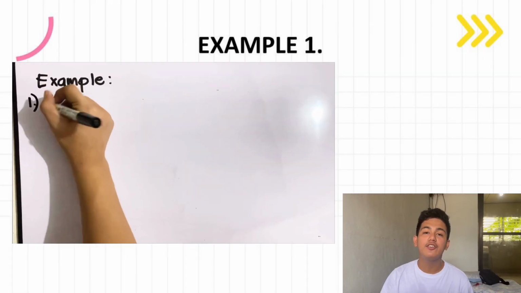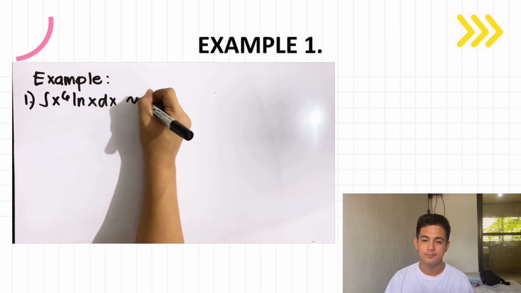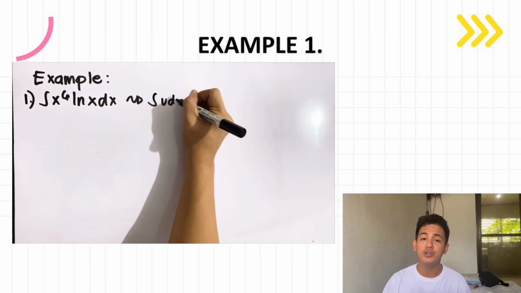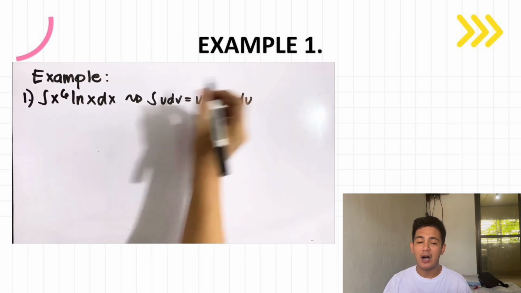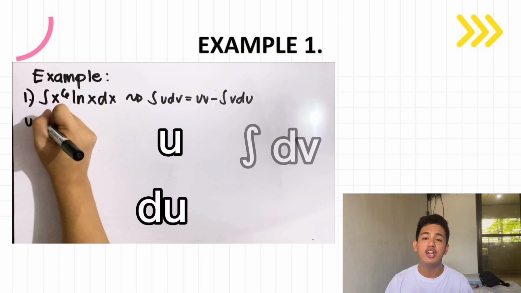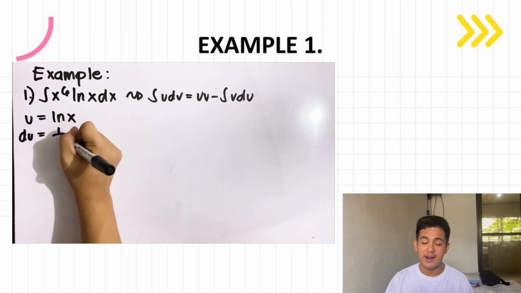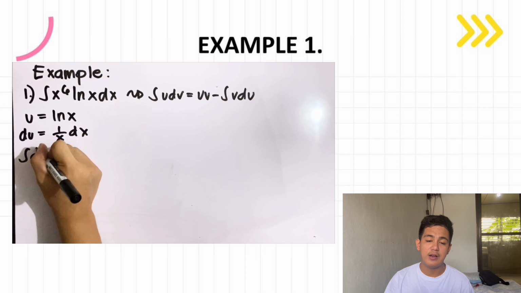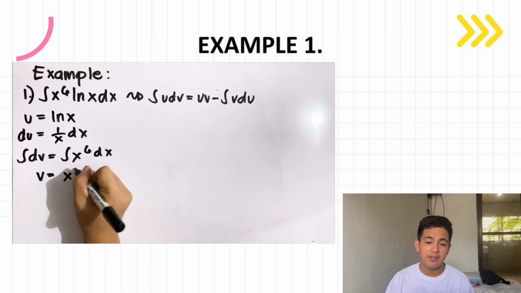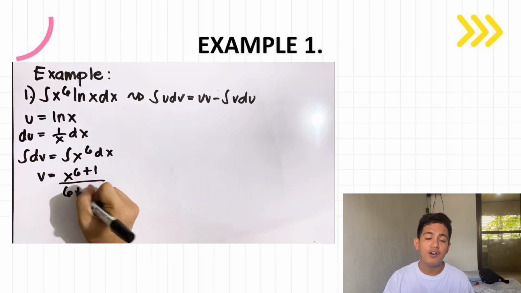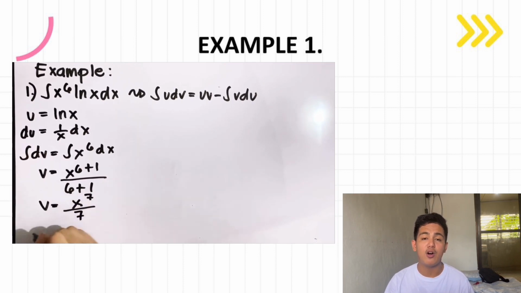Example number 1. Integral of x^6 ln x dx. We will use the method: integral of u dv is equal to uv minus integral of v du. Now, we'll find u, du, dv and v. u is equal to ln x, du is equal to 1 over x dx, integral of dv is equal to integral of x^6 dx, while v is equal to x^(6+1) over 6+1. So now, v will be x^7 over 7.